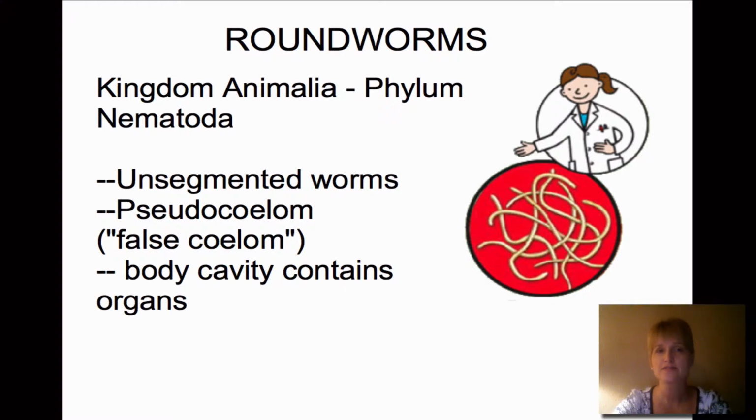And then we move to the next phylum, and these are the roundworms, and these are unsegmented worms, so they would be smooth. They have a pseudocoelom, and pseudocoelom means a false cavity. A coelom is basically a cavity within the body that contains the organs. A lot of advanced animals have an actual coelom, whereas roundworms have this body cavity, but it's a little bit false. It doesn't really contain organs like we would see in a true coelom.